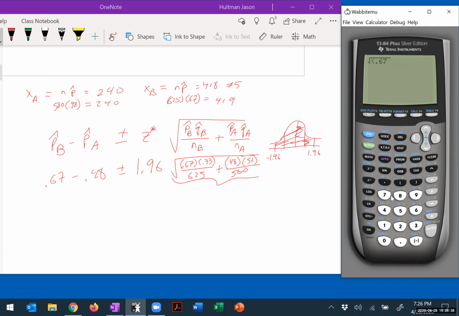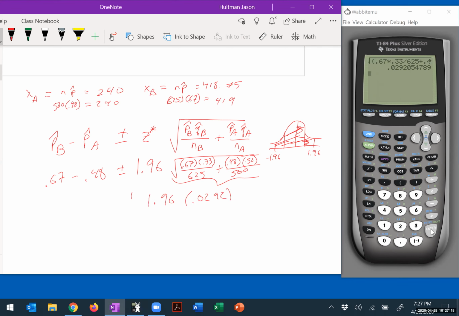0.67 times 0.33 divided by 625, and I want it underneath, plus 0.48 times 0.52 divided by 500. That should be good. That gives me 0.0292. That's an estimate.